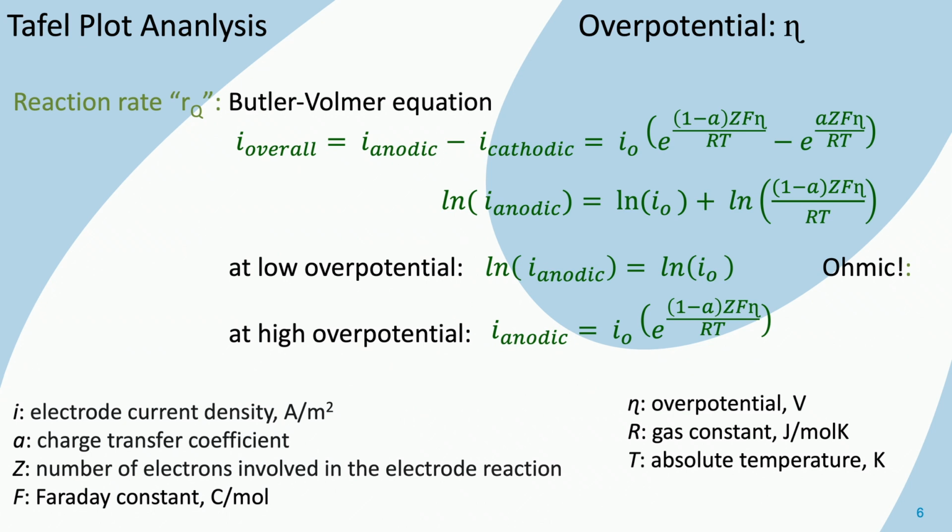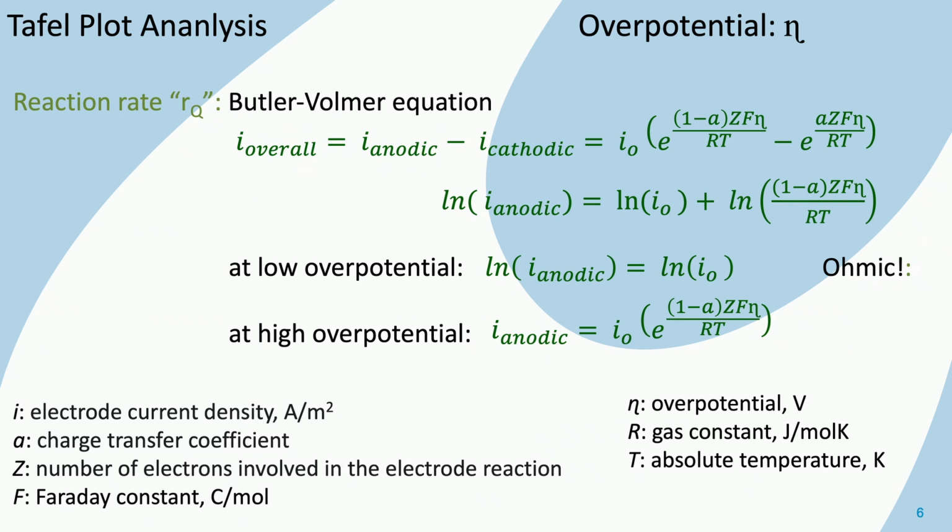Without going into too much detail, the reaction rate is determined by the well-known Butler-Volmer equation. This equation describes the electron transfer determined by how many electrons are being donated minus how many electrons are being accepted, thus reflecting the anodic and cathodic current. In this equation, α is the electron transfer coefficient, z the number of electrons involved in the reaction, F the Faraday constant, η the overpotential, R the gas constant, and T the absolute temperature.